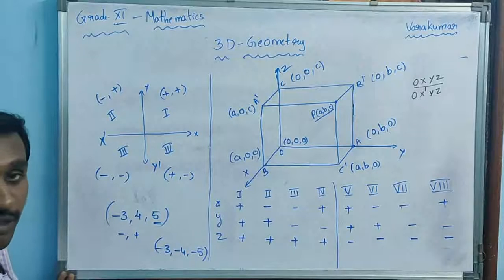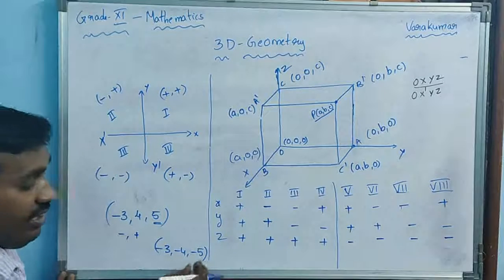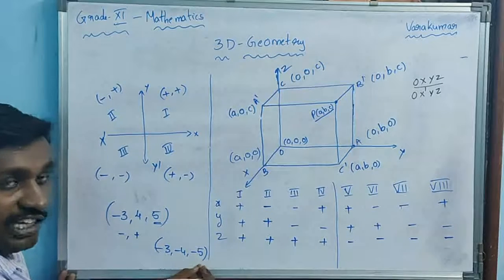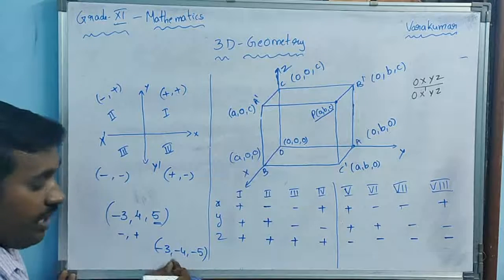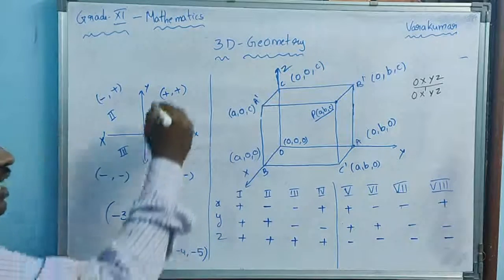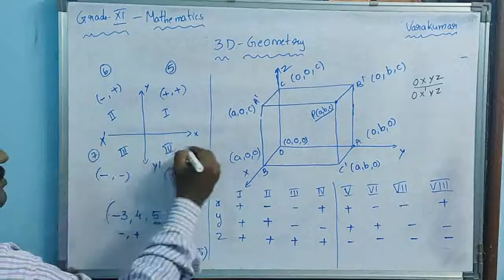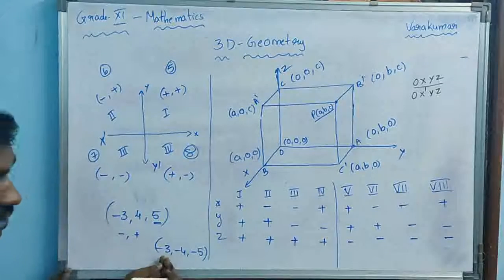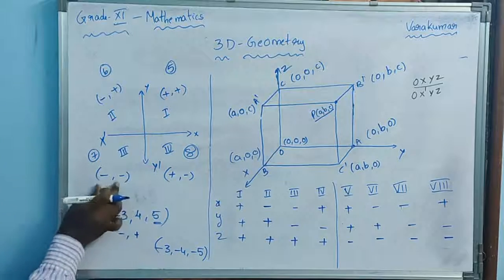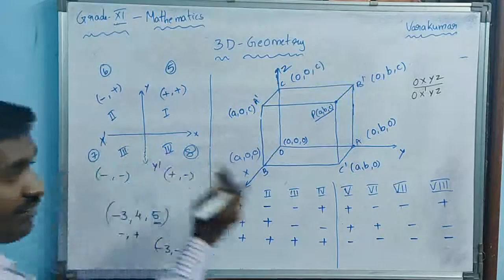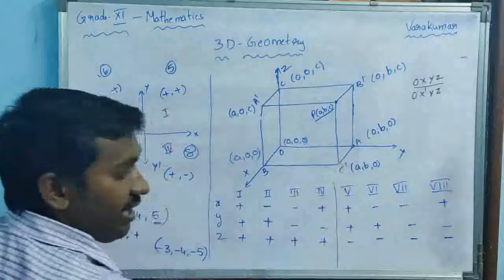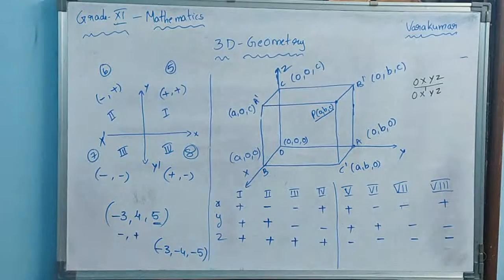Now suppose I said minus 3 comma minus 4 comma minus 5. Then the Z value is negative, so you have to go down. Now both are negative. When you are going down, we have to start from 5: 5, 6, 7, 8. Both negative lie in this one. So what is that? 7th. So we talk about the 7th octant. So this is a way to remember all those things.